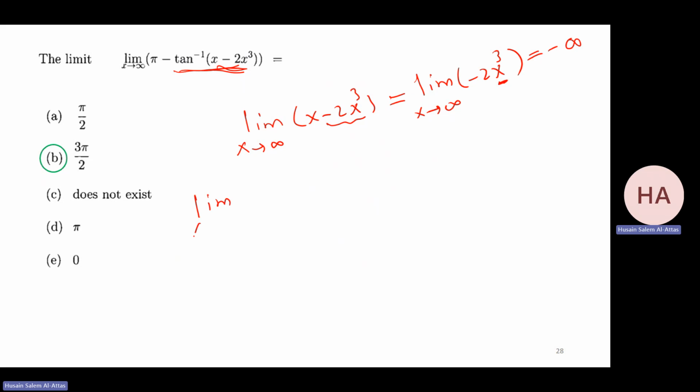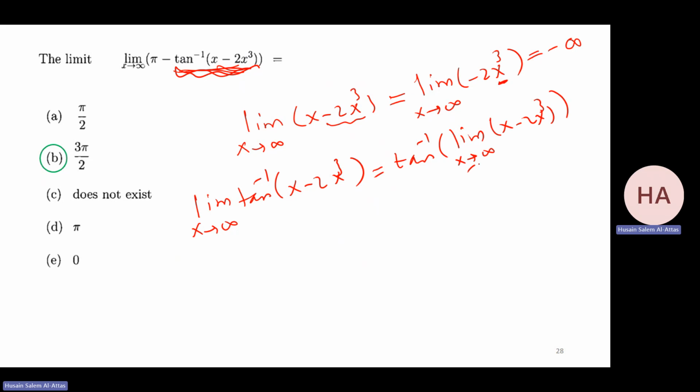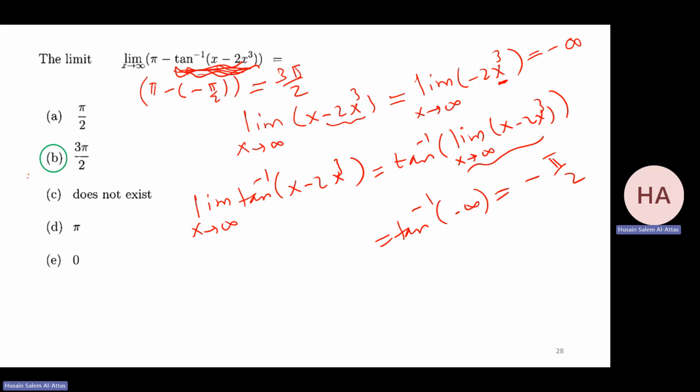I want to find the limit as x goes to infinity of tan inverse of x minus 2x cubed. That will be what? I can take tan inverse outside since it's a continuous function. This, we know it, is minus infinity. So this is tan inverse of minus infinity, which, we know it's what? Minus pi over 2. So I have this minus pi over 2. So this will be what? Pi minus minus pi over 2, which is pi plus pi over 2, which is 3 pi over 2, which is this answer.